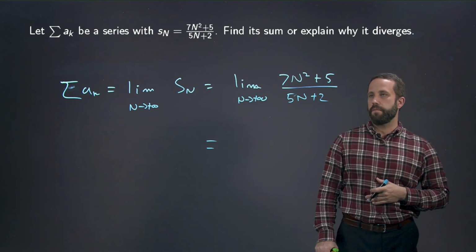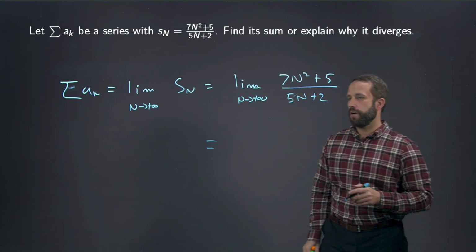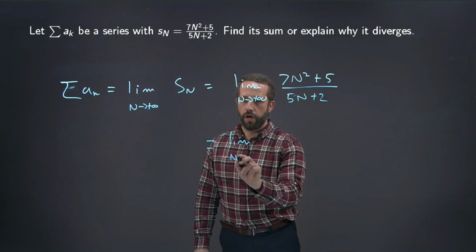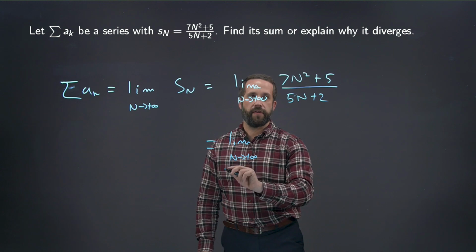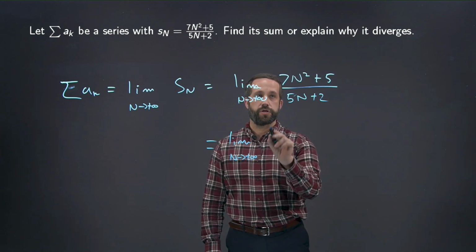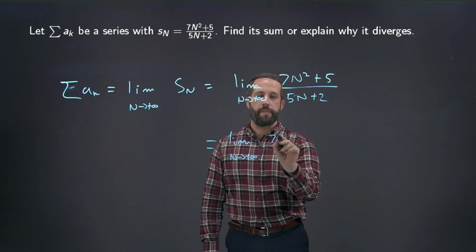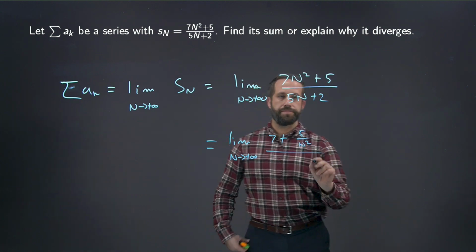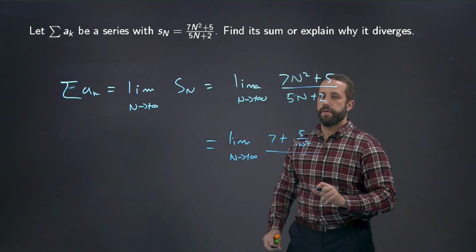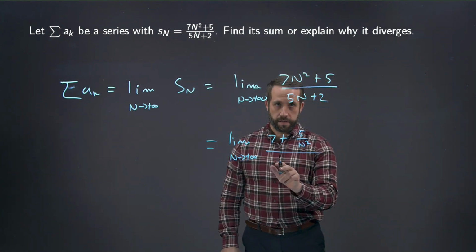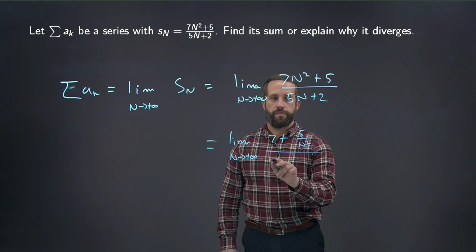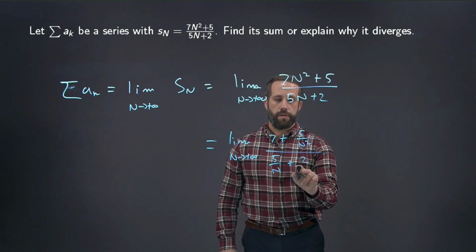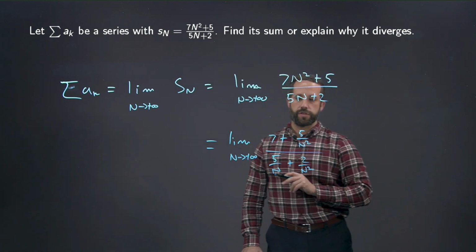I'm going to divide the top and bottom by n squared because that's the highest power of n here. Many of you already see what's going to happen. If I divide the numerator by n squared, I'm going to get 7 plus 5 over n squared. And in the denominator, I'm going to get 5 over n plus 2 over n squared.